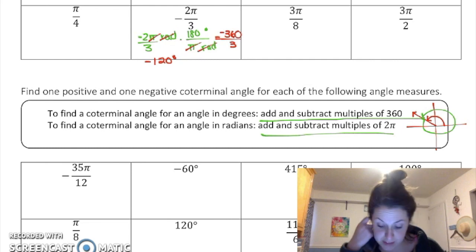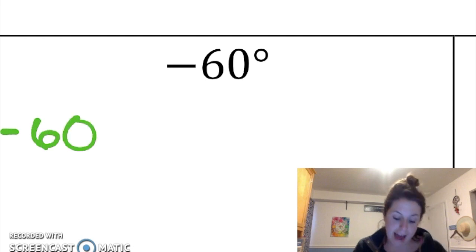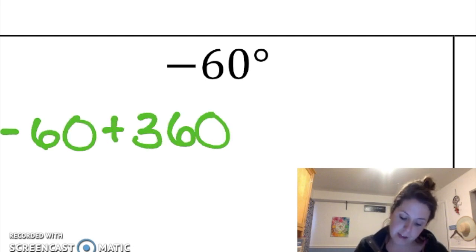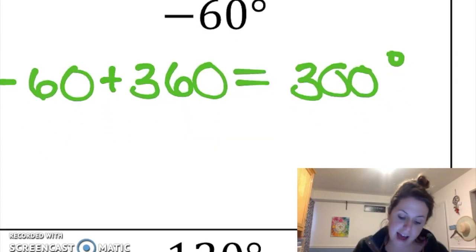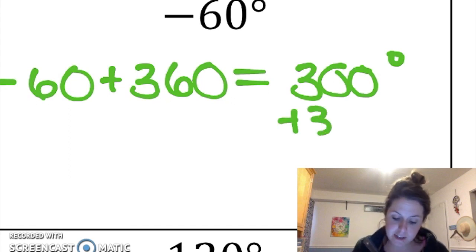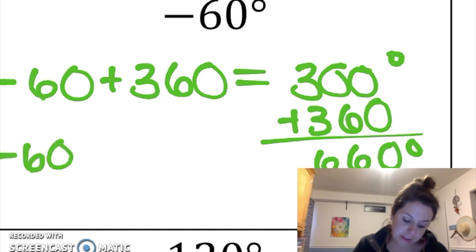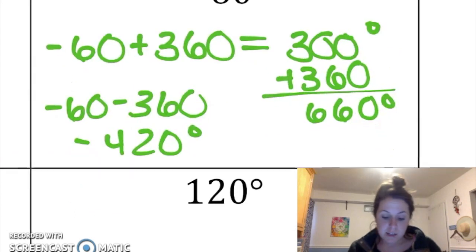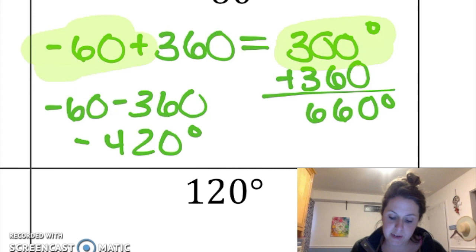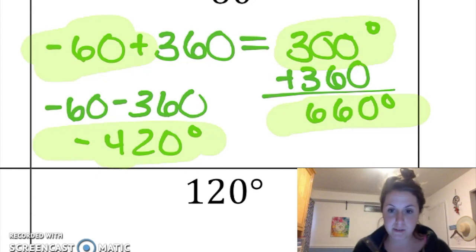So let's look at one of these. Let's say I start with negative 60 degrees. If I wanted to find a coterminal angle, I could add 360, right? So 300 degrees would be coterminal with that. If I wanted to find another one, I could add 360 again, and I could keep doing this. 660 would be coterminal with that. I could also subtract 360, and that would be negative 420 degrees. So any of these angles, negative 60, 300, 660, negative 420, those all are separated by 360 degrees, which means they terminate in the same place, okay?